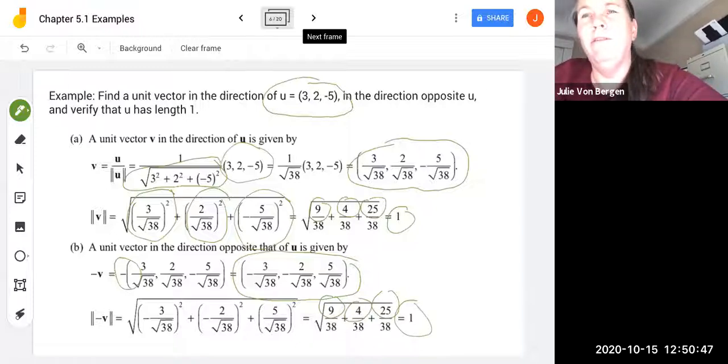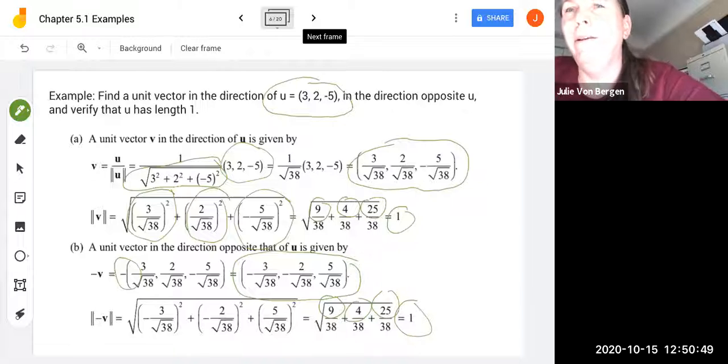So this is a normalized vector. In the next video, I'll show you how to calculate the length or norm in SymPy and do these kinds of calculations with the help of technology.